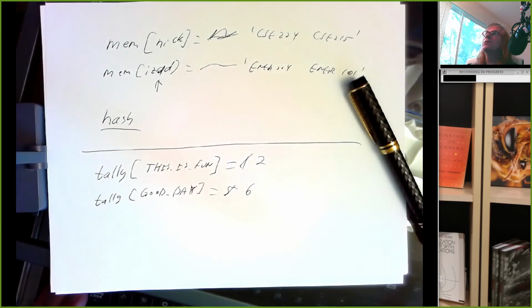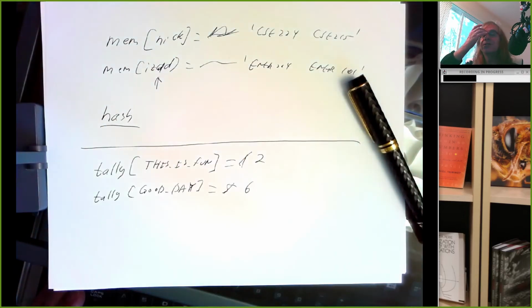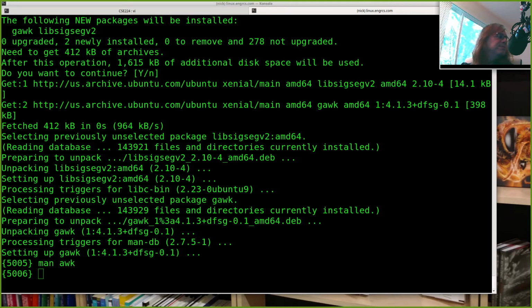Alright, so we have to go through the mechanics of how we do this in Bash, but does everybody get the basic agenda here? This idea of associating 2 pieces of data.